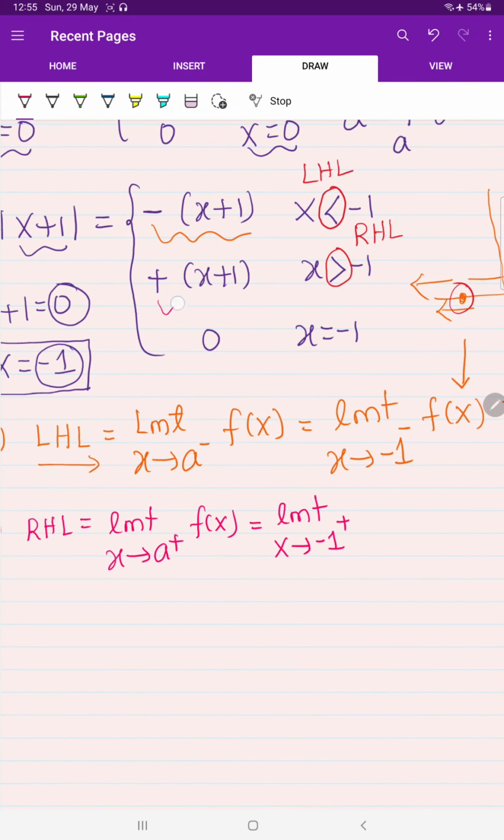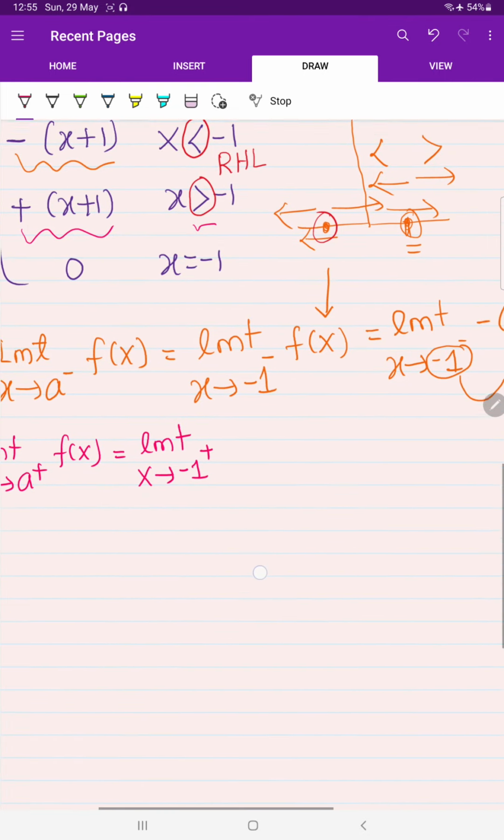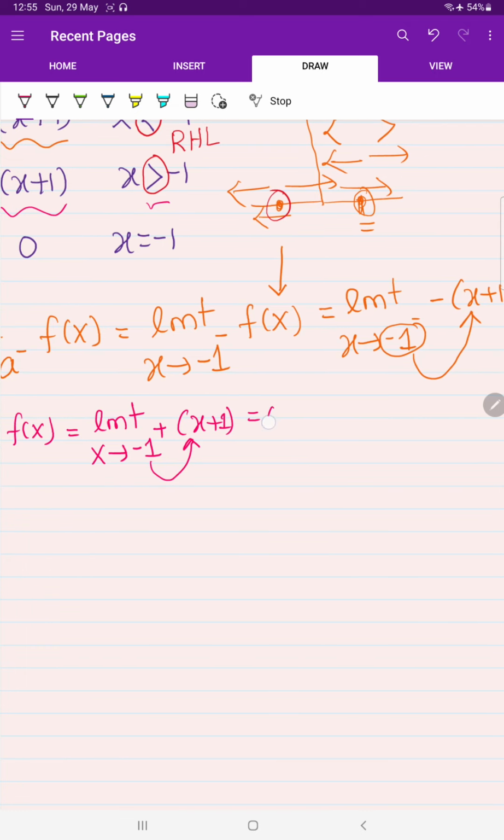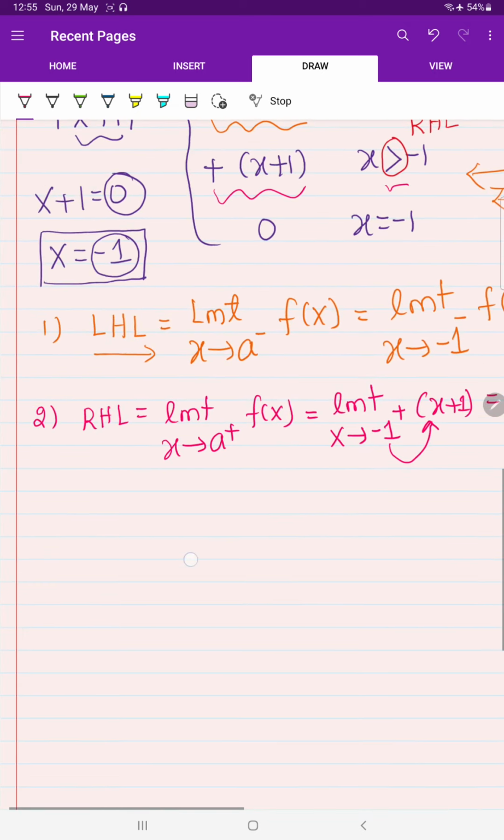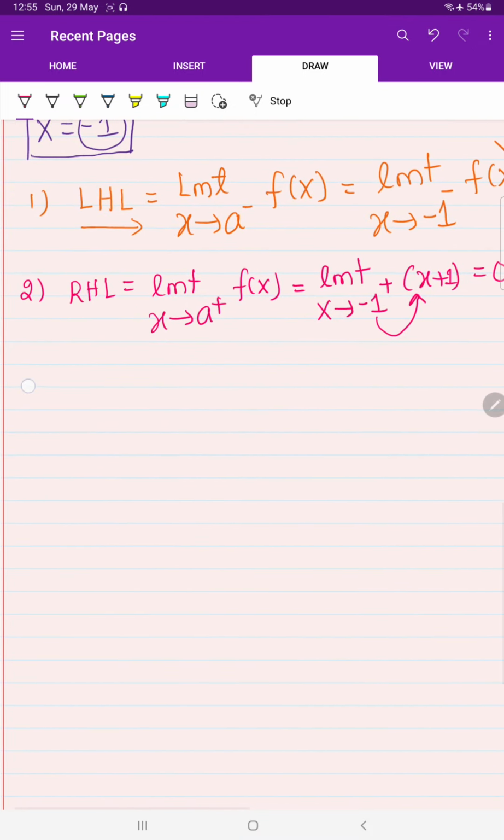The value of f of x is defined as plus x plus 1 when we are traveling from the right hand side. Okay sir, now this function can be written as x plus 1. Now, what we have to do? Replace x by minus 1. So, minus 1 plus 1 will become 0 once again. Yes sir. So, we found the value of the left hand side limit. We also found the value of the right hand side limit.